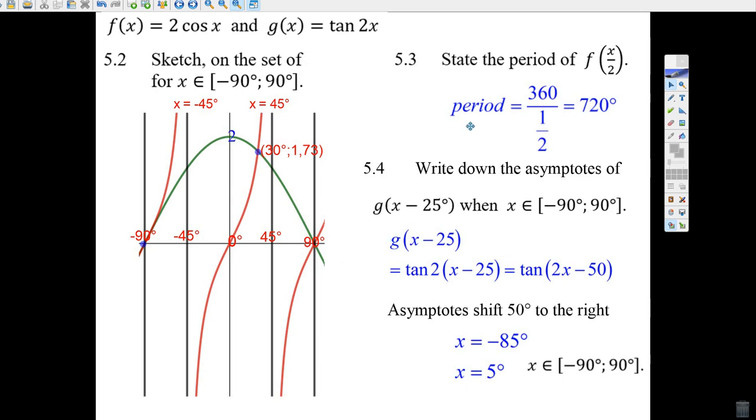Well, there it is sketched. I had a nice computer to sketch it, but that's what it would look like.